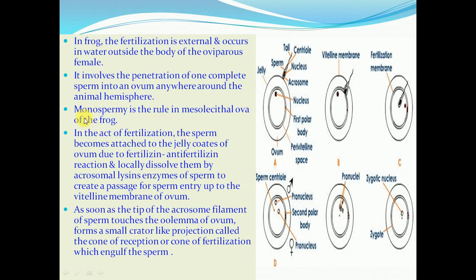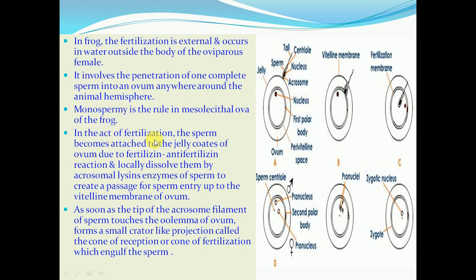So what is the meaning of monospermy? Monospermy means single sperm. Only one sperm successfully fertilizes the ovum. Once one sperm enters inside the ovum of a frog, there will be no entry of a latecomer sperm. Only one sperm is capable of fertilizing the egg. This is known as monospermy: a single sperm fertilizes the frog ovum.